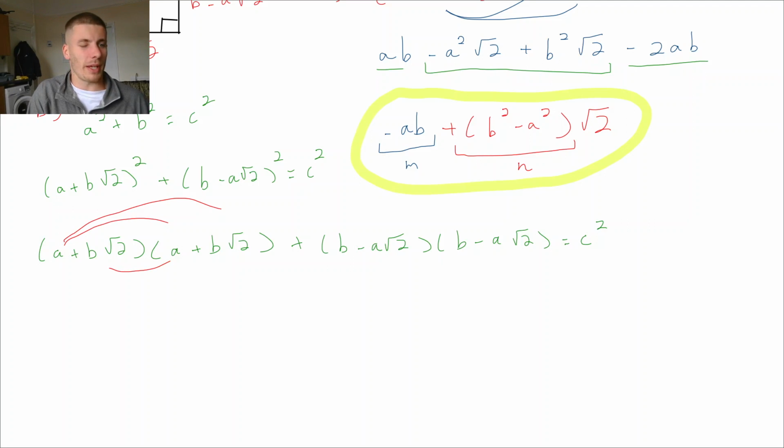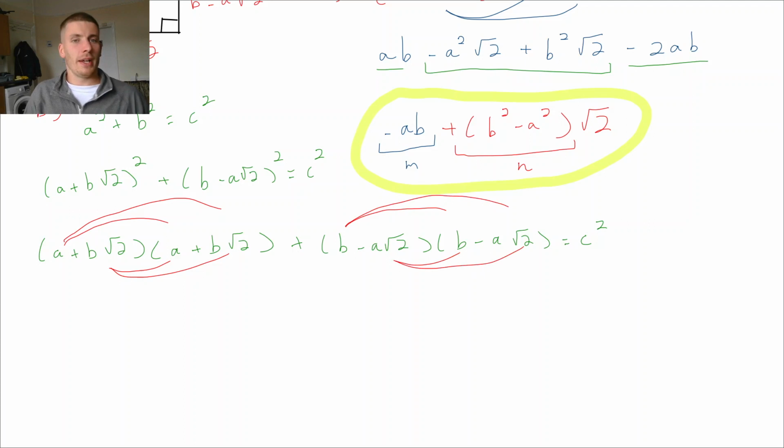Okay, and just making sure we're not making mistakes here, because it will hopefully cancel down, giving us something a little bit nicer. So the first bracket, a by a, is going to give you a squared. We've then got a by b root 2, which is going to give you plus ab root 2. But of course, you've got two lots of it because you've got a b root 2, b root 2a, which is again of course plus ab root 2.